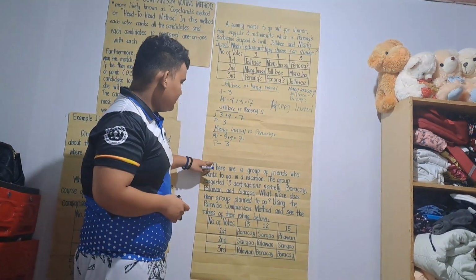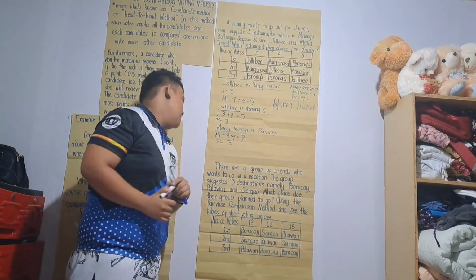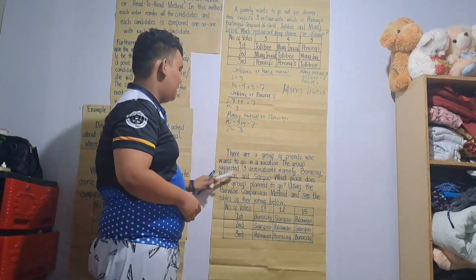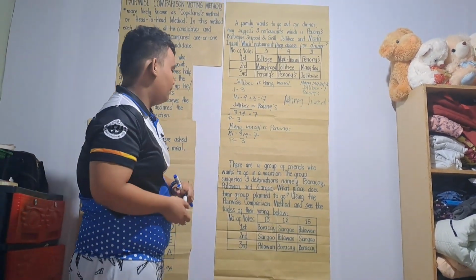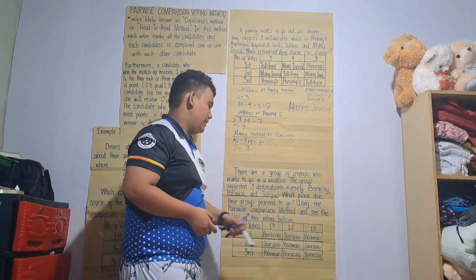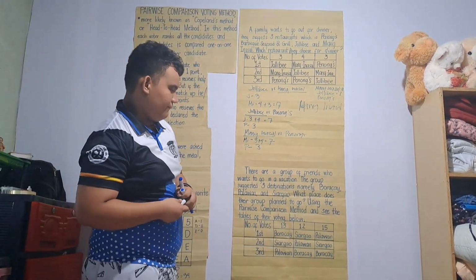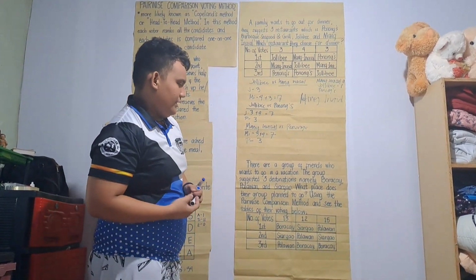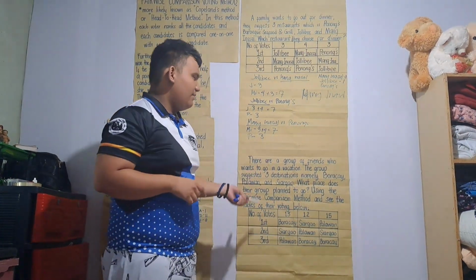For the last example, there is a group of friends who want to go on a vacation. The group suggested 3 destinations, namely Boracay, Palawan, and Siargao. What place does their group plan to go to? Use the pairwise comparison method, and see the table of their voting below. So there are 13 plus 12 plus 15, which is 40 members of the group.